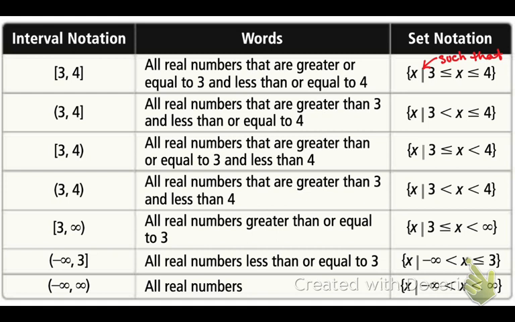Addie, did you have a question? Okay, so the next one, we still have 3 to 4. Is 3 included? No, because it's a parenthesis. Is 4 included? Yes, brackets. So we have x such that 3 is less than x, which is less than or equal to 4.